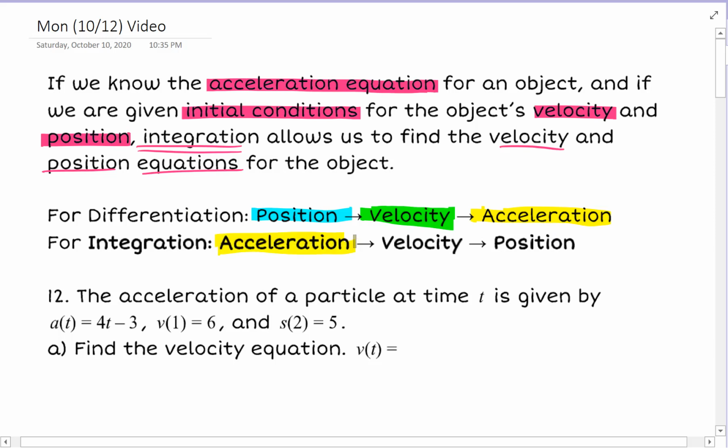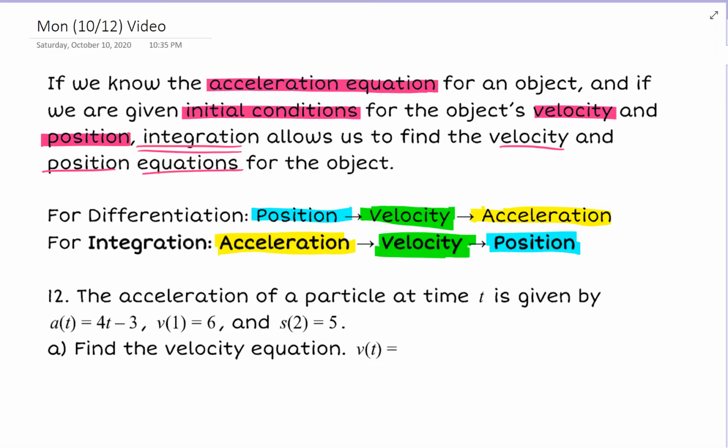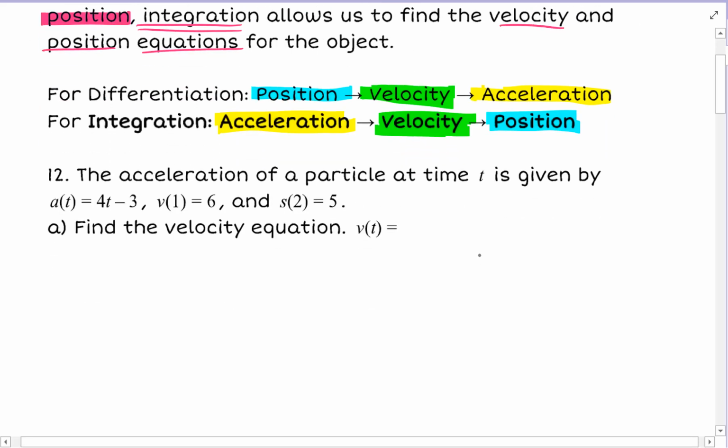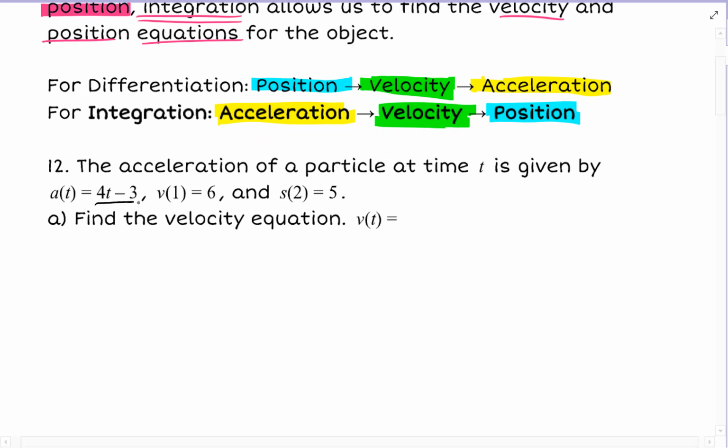For integration, we go the opposite way. The integral of the acceleration function will give me the velocity function, and the integral of the velocity function will give me the position function. The acceleration of a particle at time t is given by a of t equals 4t minus 3. The velocity at time equals 1 is 6, and the position at 2 is 5.